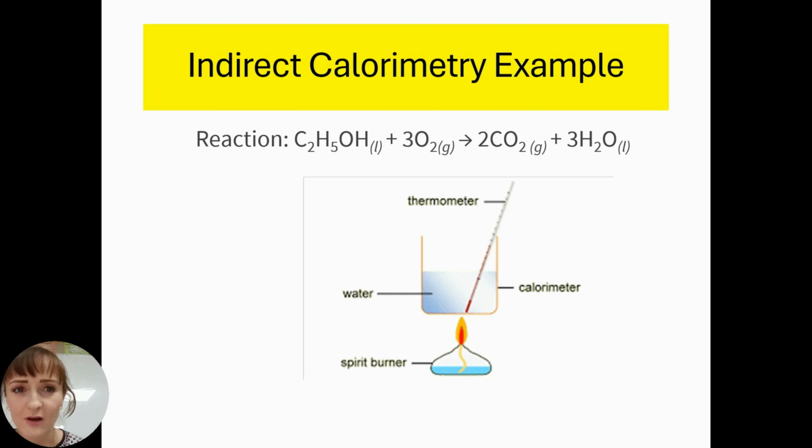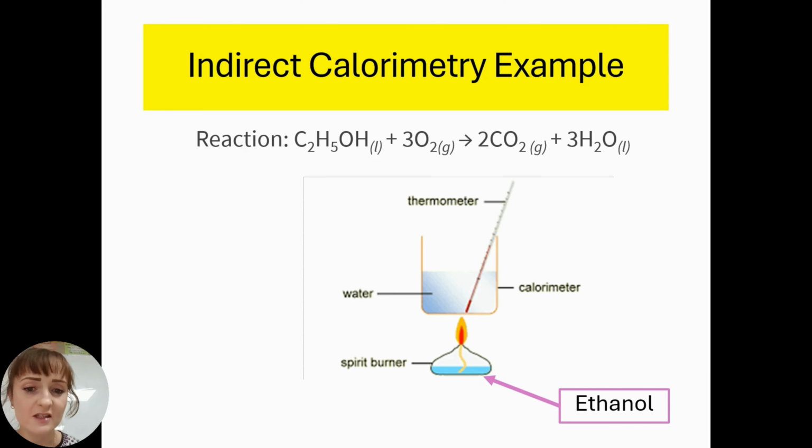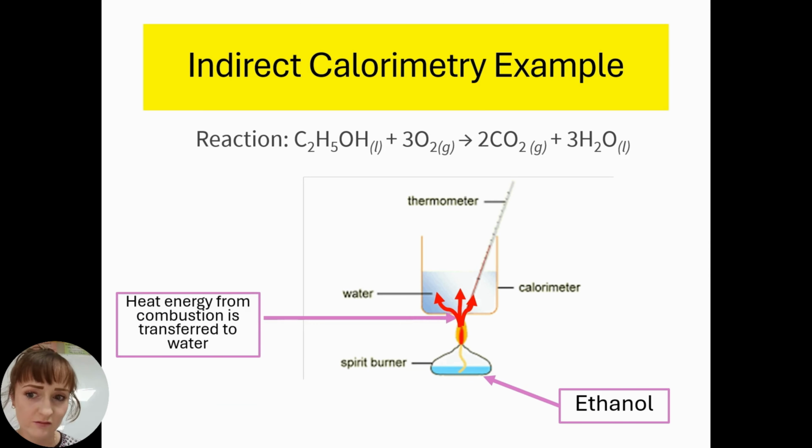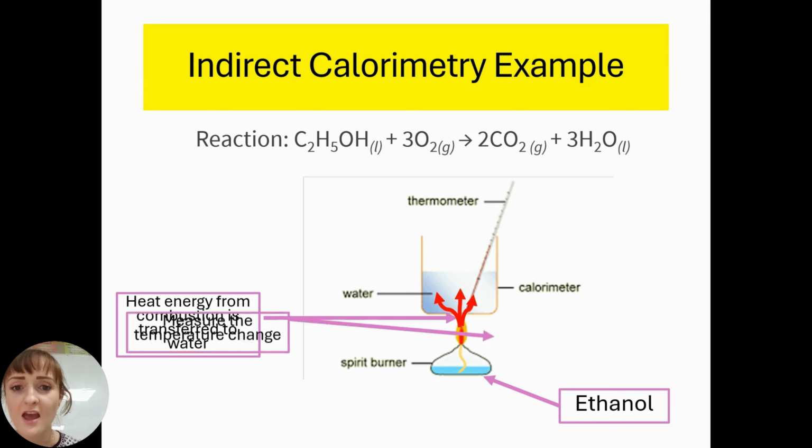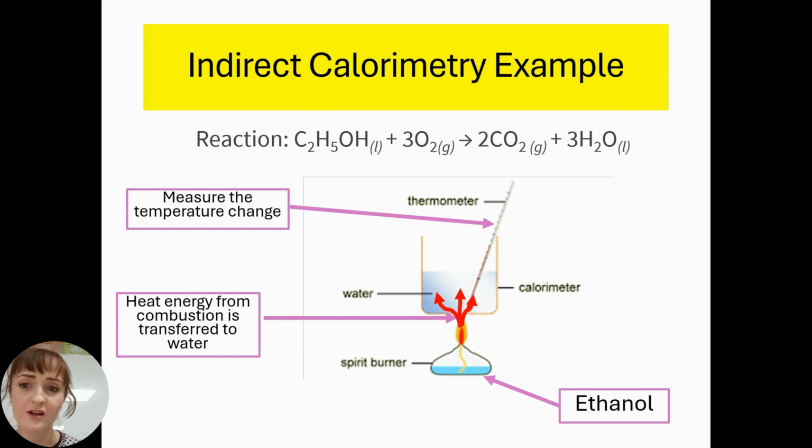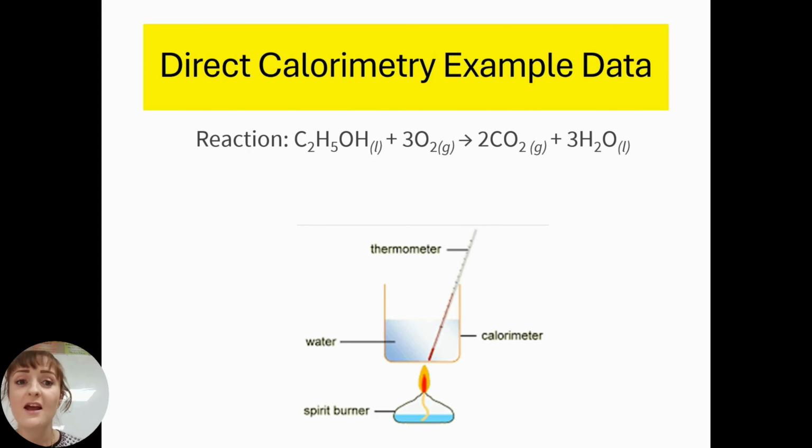Let's look at an example of an experiment where this would happen. Maybe you're burning an alcohol, ethanol. It reacts with oxygen, forming CO2 and H2O. So you put your ethanol in the spirit burner, and what we assume is that all of the energy released when that ethanol burns goes into the water. So all of the heat energy from combustion goes into the water and causes the temperature of the water to rise. Let's look at an example of data that you would get from this.